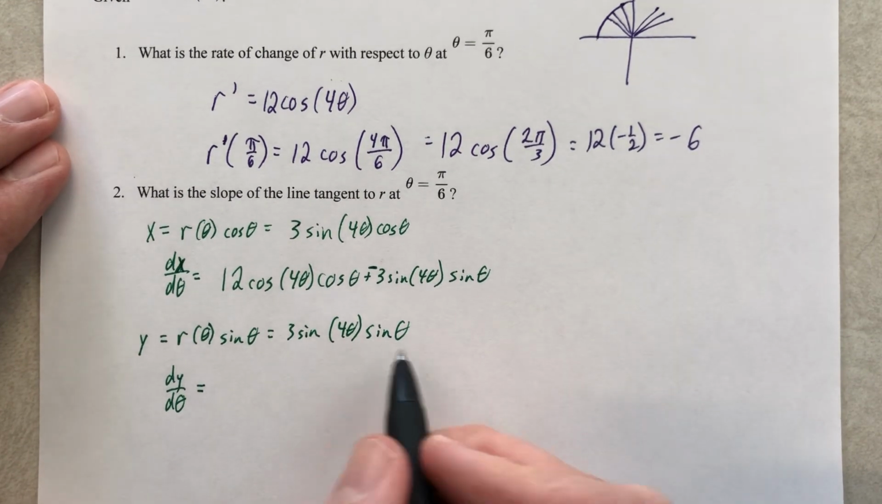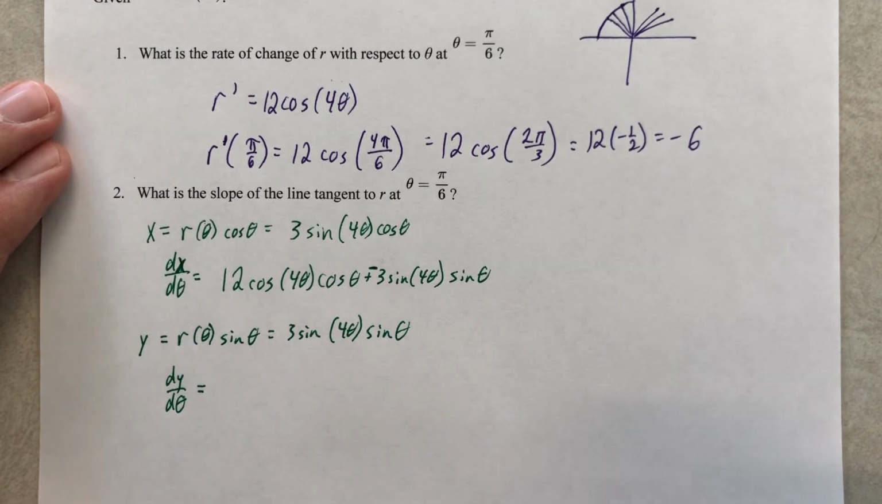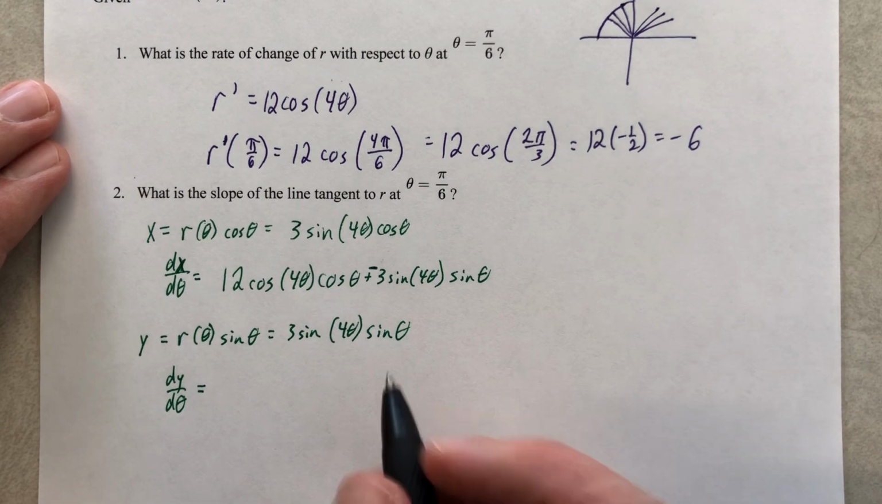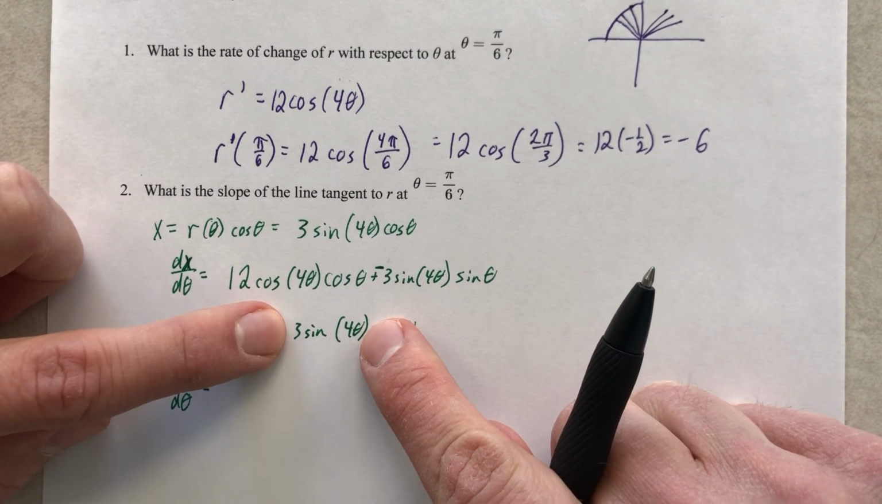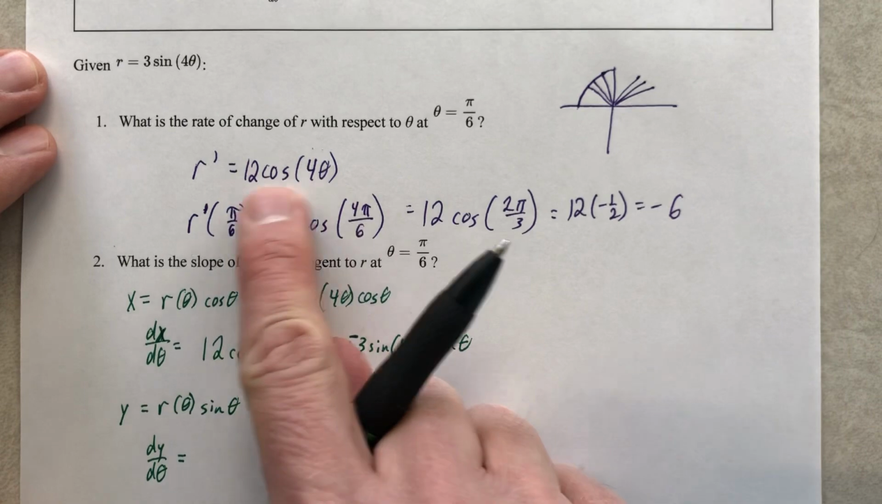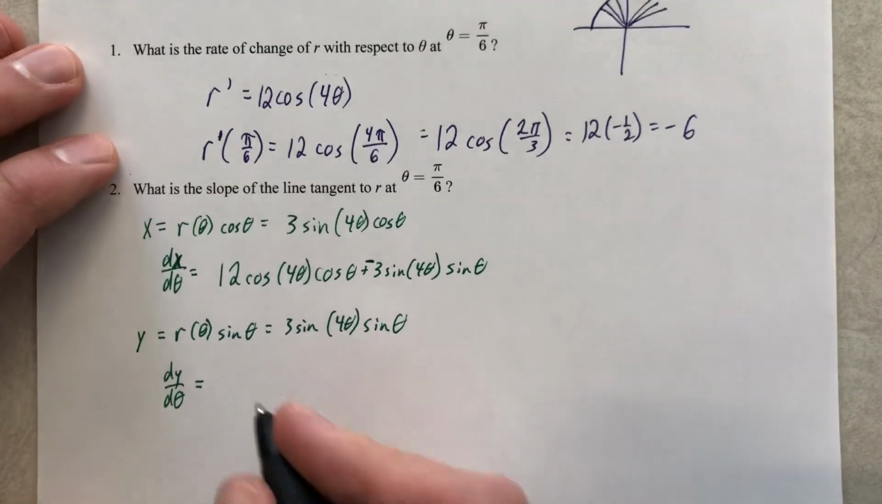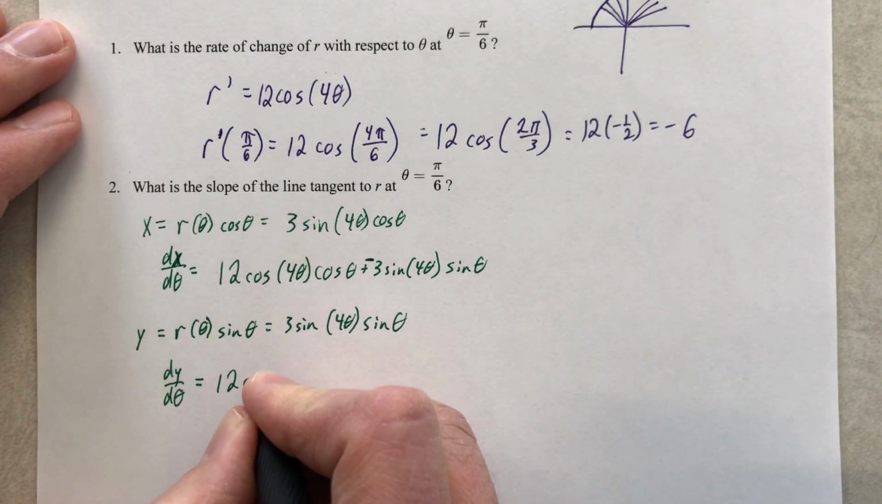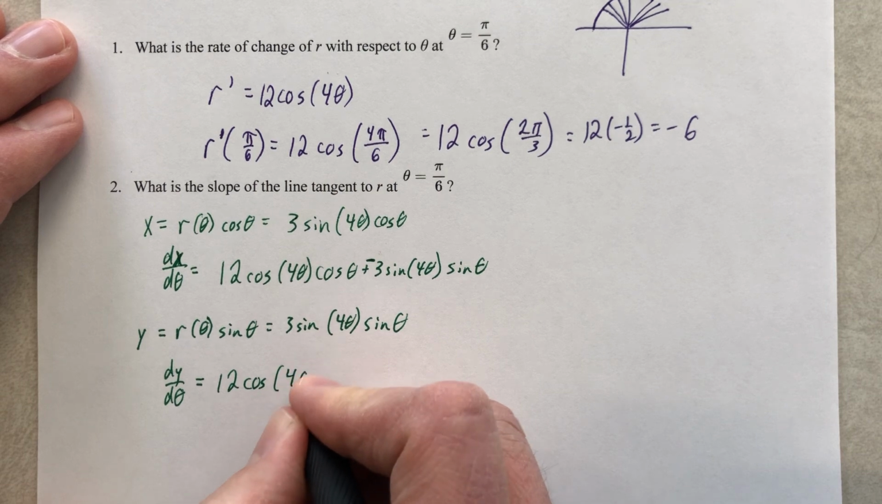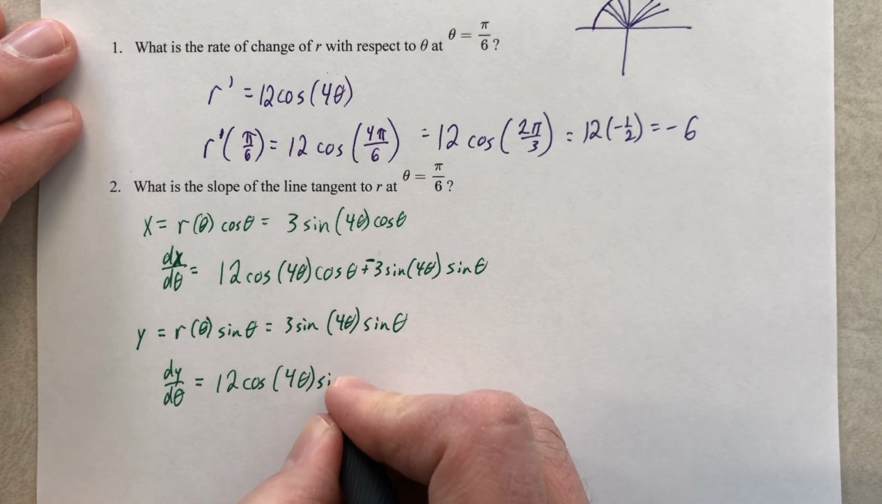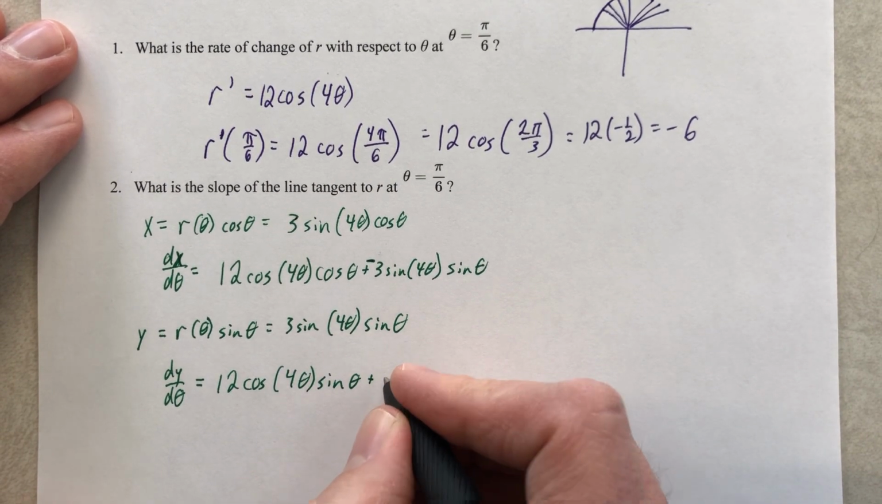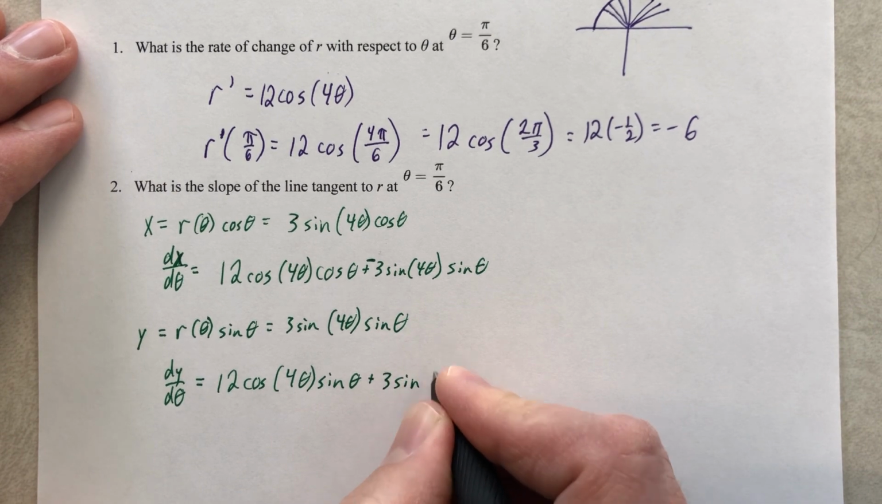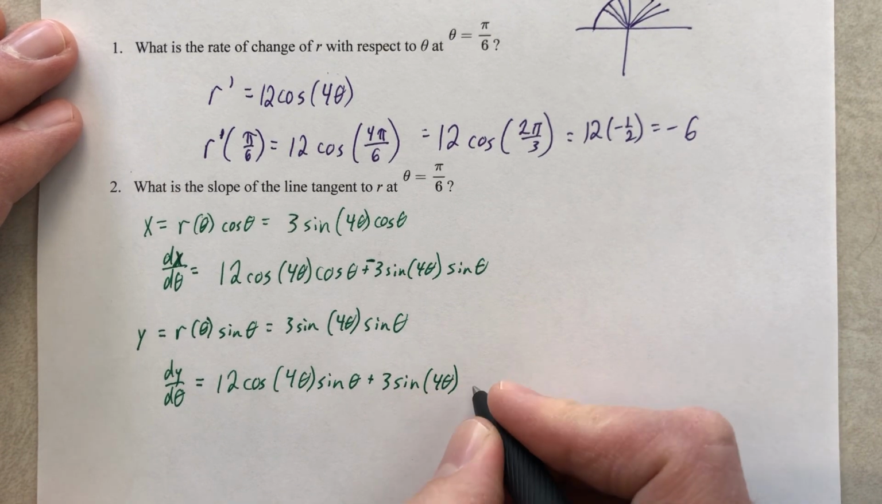And that's going to be product rule, f prime g plus f g prime. It's going to look a lot like what we just did because f prime, the derivative of 3 sine of 4 theta is, oh, we found it up here in a different context, but we found it. So 12 cosine 4 theta, f prime g plus f g prime.